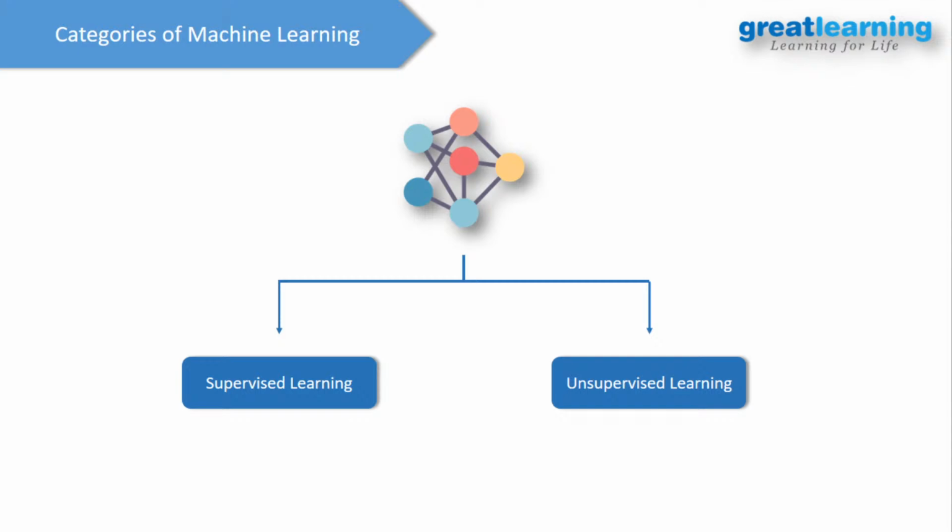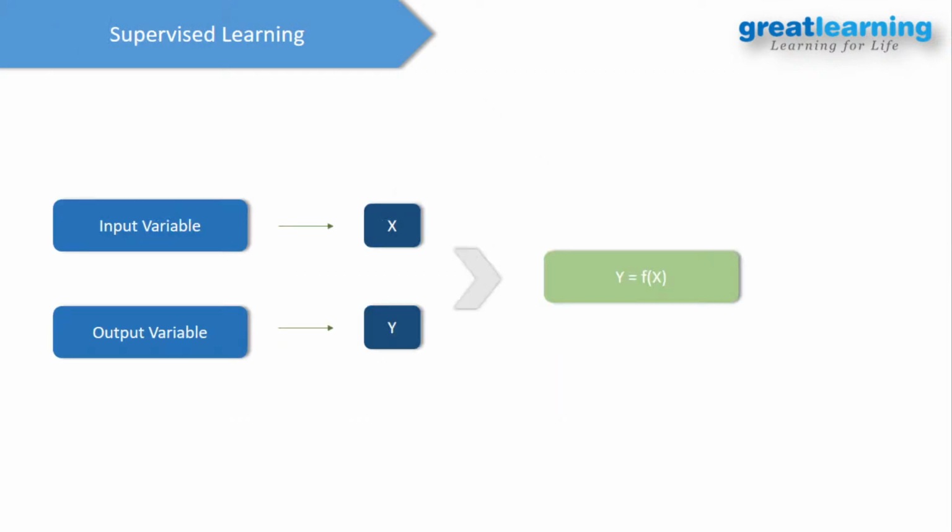So now that we've understood what exactly is machine learning, let's look at the different categories of machine learning. So we have supervised learning, unsupervised learning. We also have another category called reinforcement learning, but we'll not touch upon that in today's session. So we'll only look at supervised learning and unsupervised learning. When it comes to supervised learning, we will have an input variable and an output variable. The input variable is denoted with X and the output variable is denoted with Y. And we try to understand the relationship between Y and X, or in other words, how Y changes with X.